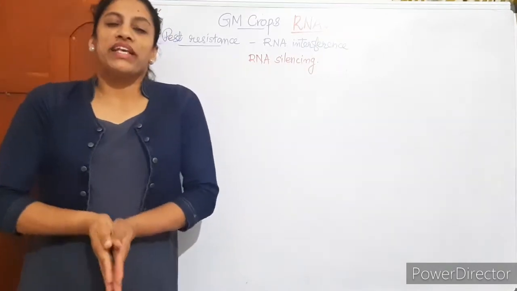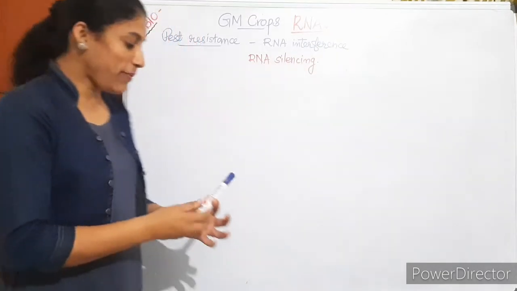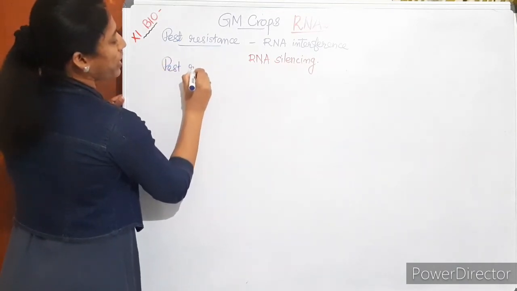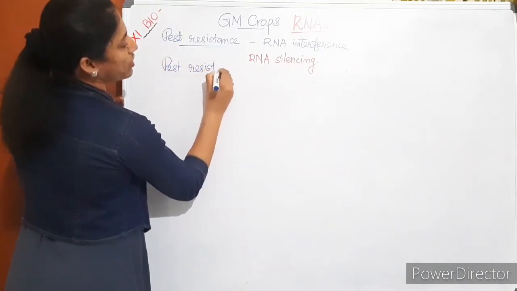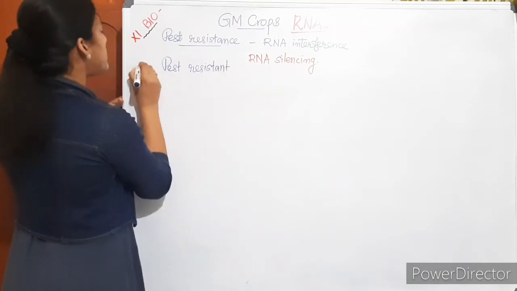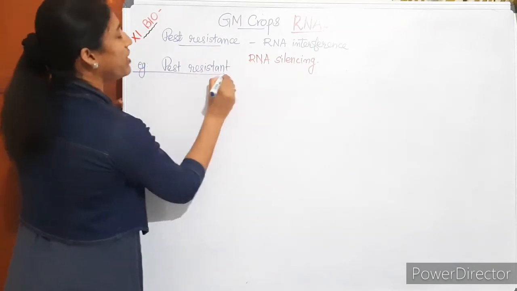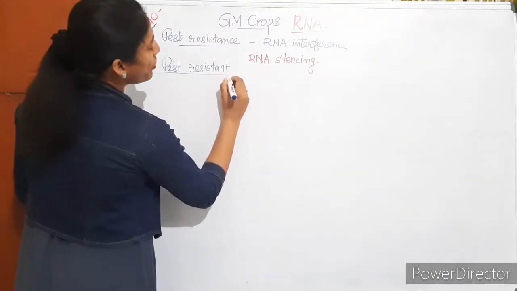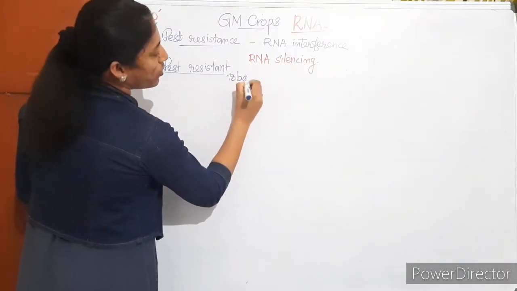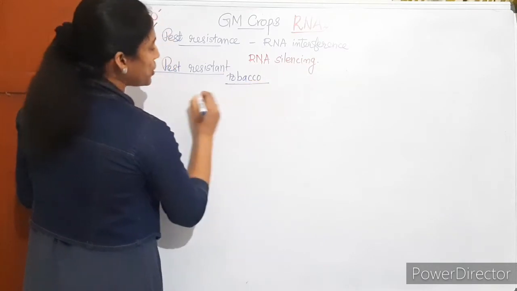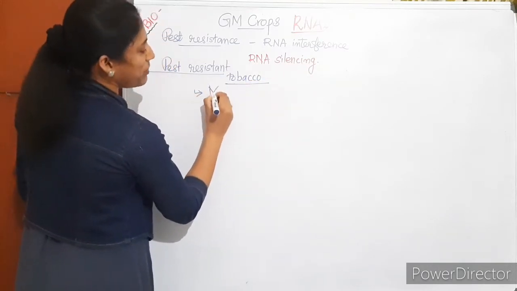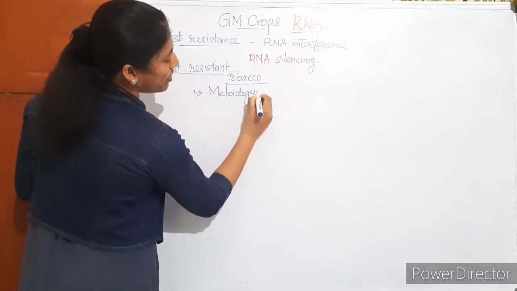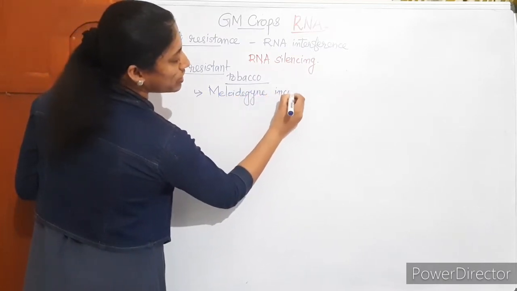Okay, the typical example is the development of pest-resistant tobacco, nematode-resistant tobacco. A typical example of RNAi developed by rDNA technology is the development of pest-resistant tobacco. And the particular pest is a nematode worm, Meloidogyne incognita.